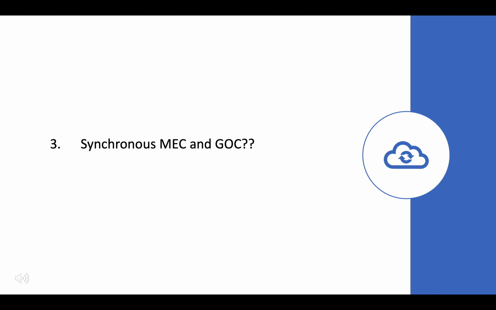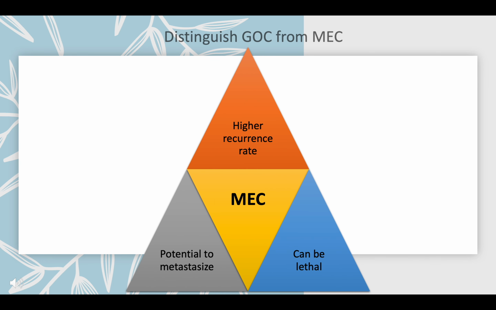Thirdly, in this case, could it be a synchronous mucoepidermoid carcinoma and GOC? What if we see areas that show only GOC-like appearance without any solid counterpart? There is a must for us to distinguish GOC from mucoepidermoid carcinoma, because it will show a higher recurrence rate and has high potential to metastasize, especially to the regional lymph nodes, and it can be lethal.